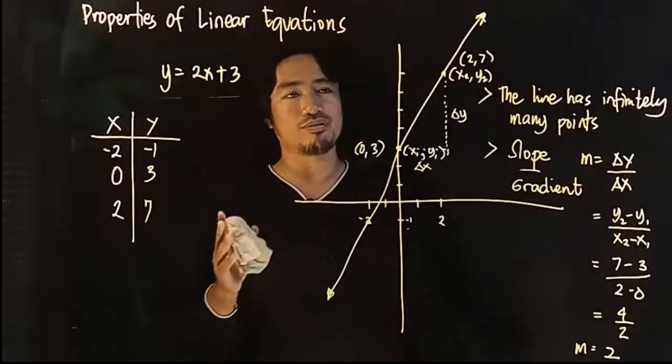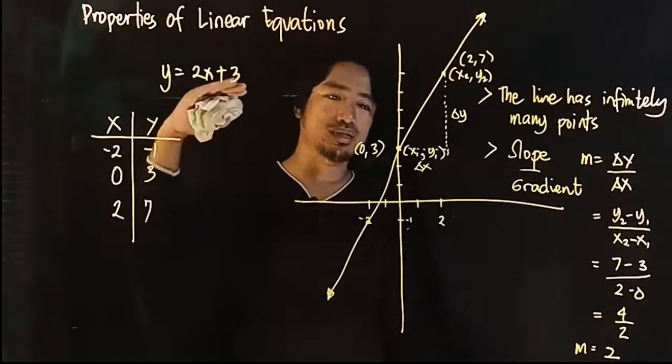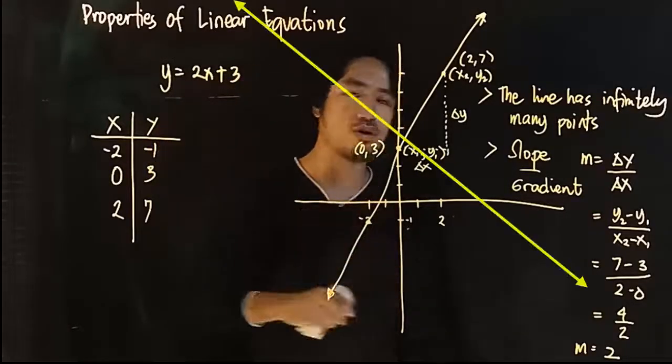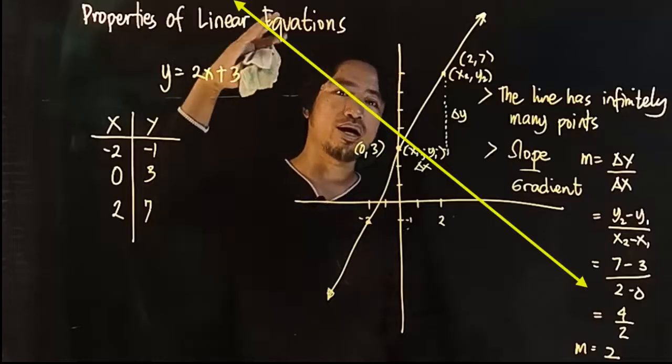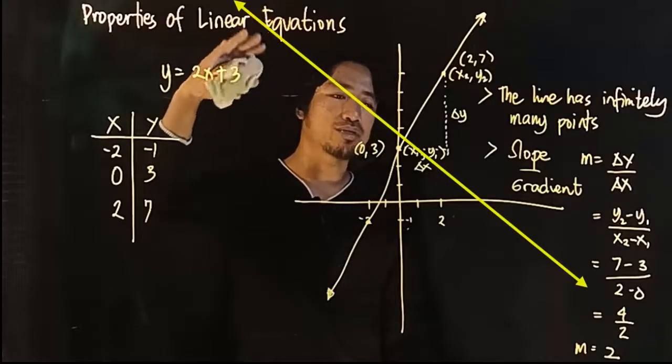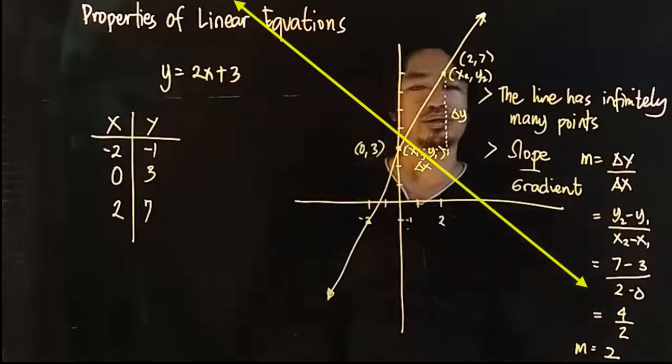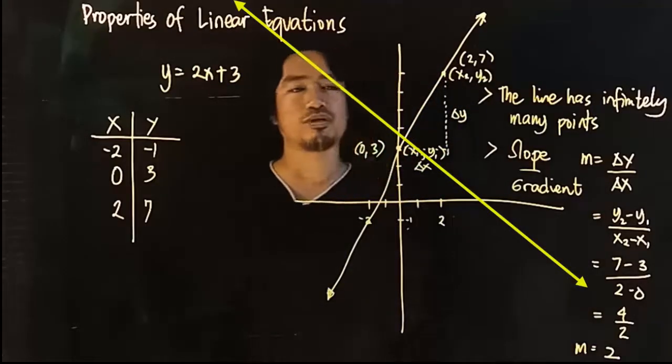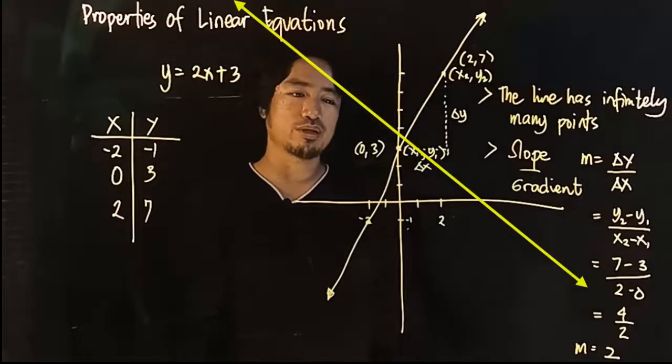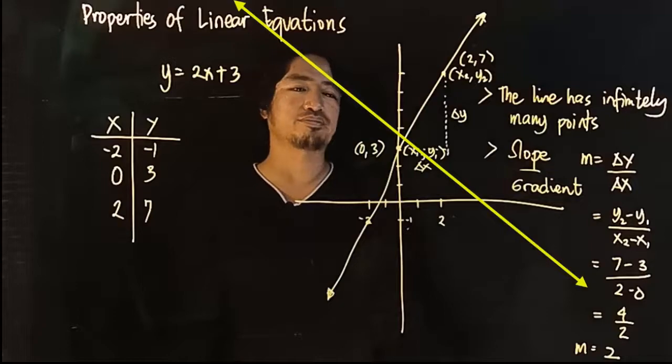On the other side, if the graph of the line is downward or falling, so from a higher level on the left side going downward on the right side, the value of the slope of that particular line is negative.